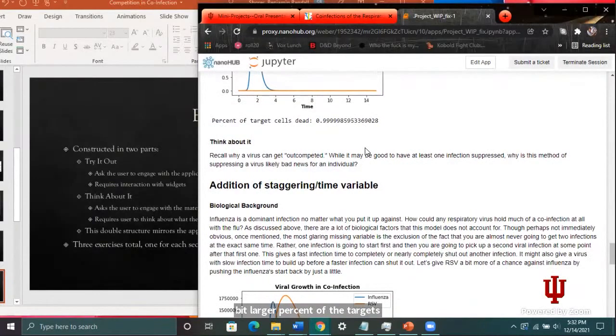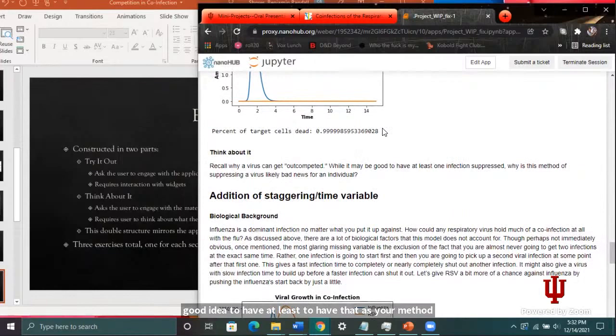And then the think about it asks you to recall why a virus can get out-competed and why that might not be a good idea to have as your method of suppressing a virus, being that the way that these viruses are suppressed is that a person's lungs are being destroyed, are being converted into virus.